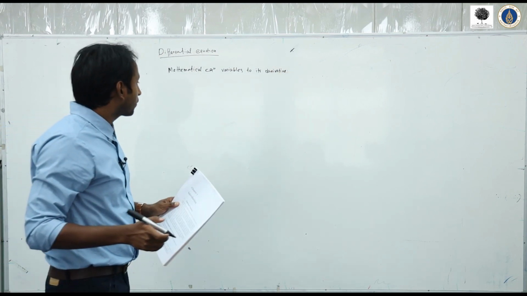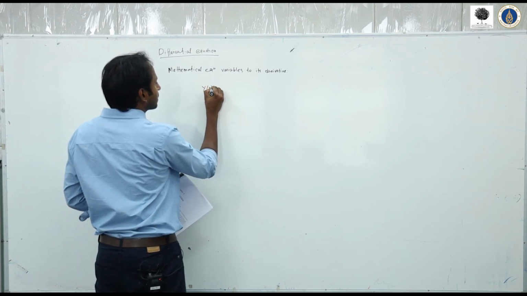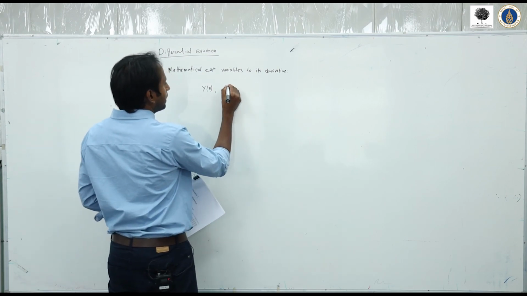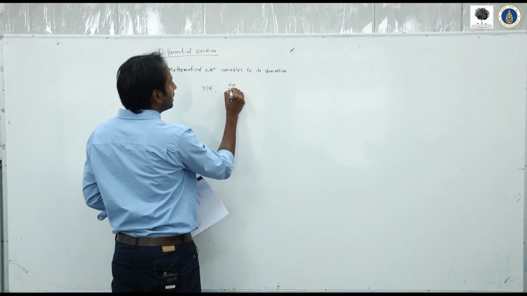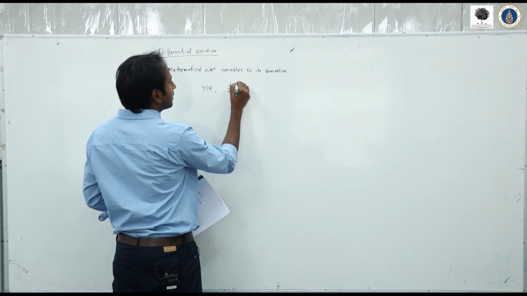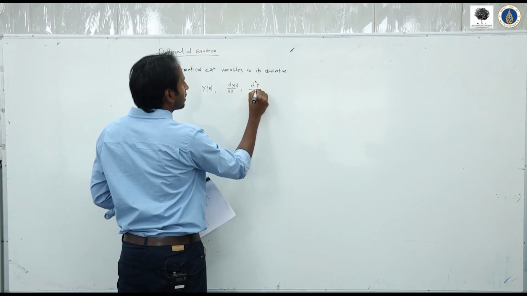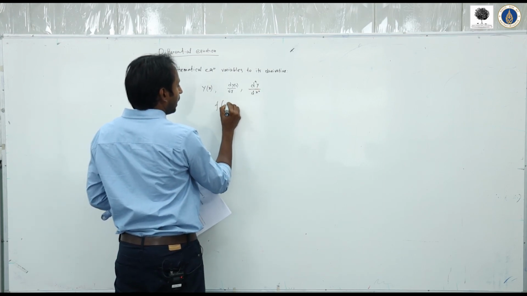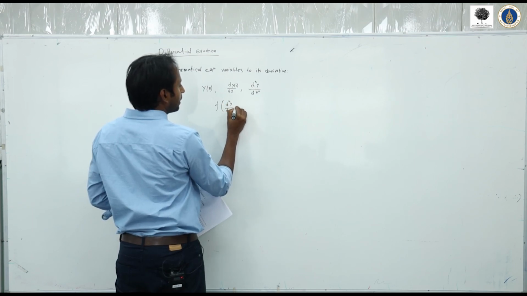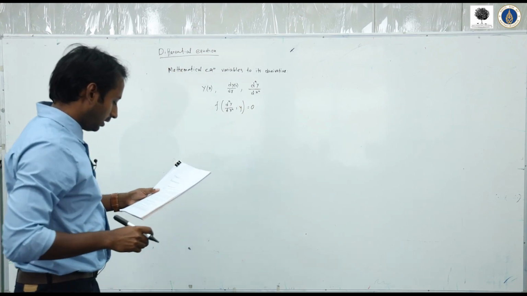Suppose there is a variable y which is a function of x, and there could be a derivative of y which looks like dy by dx, and you can have higher order derivatives, d^n y by dx^n. So an equation which is a function of d^n y by dx^n and y is actually a differential equation.